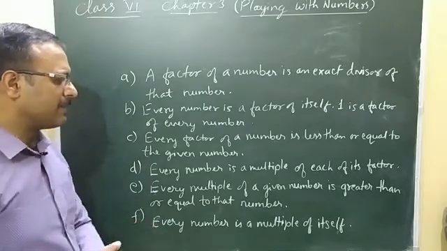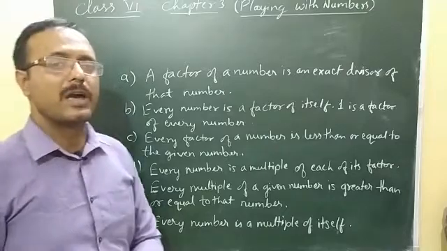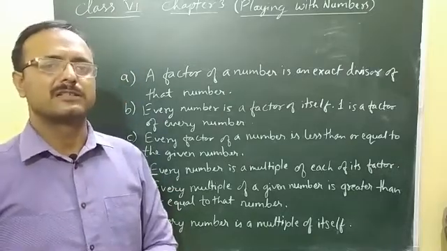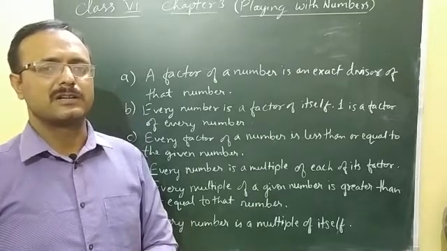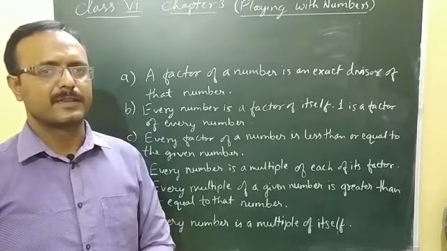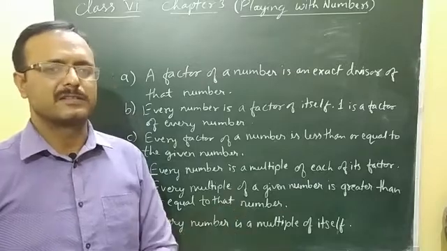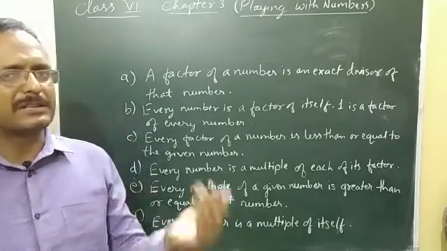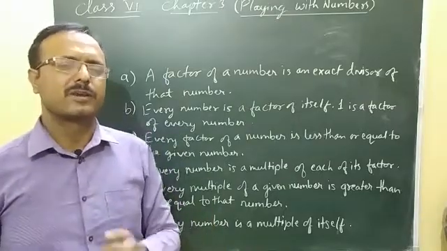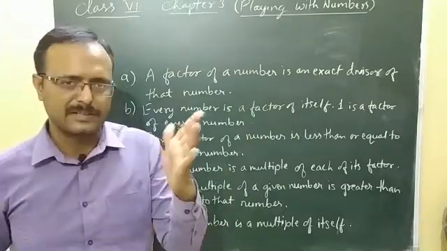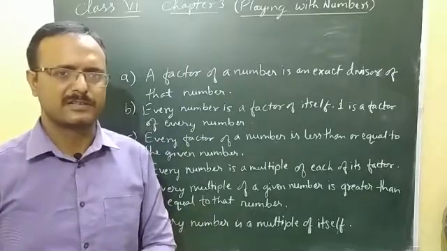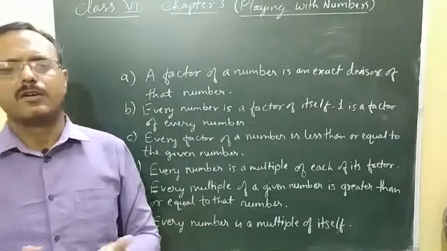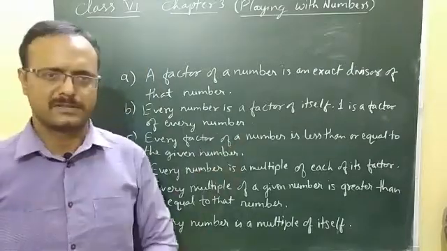Every number is a multiple of itself. I already told you 7 also has the multiple 7, and 6 will have a multiple 6 also. So every number is a multiple of itself, and you can say every number is a factor of itself. This holds for both cases. So these were some of the discoveries related to divisors or factors and multiples. Thank you.